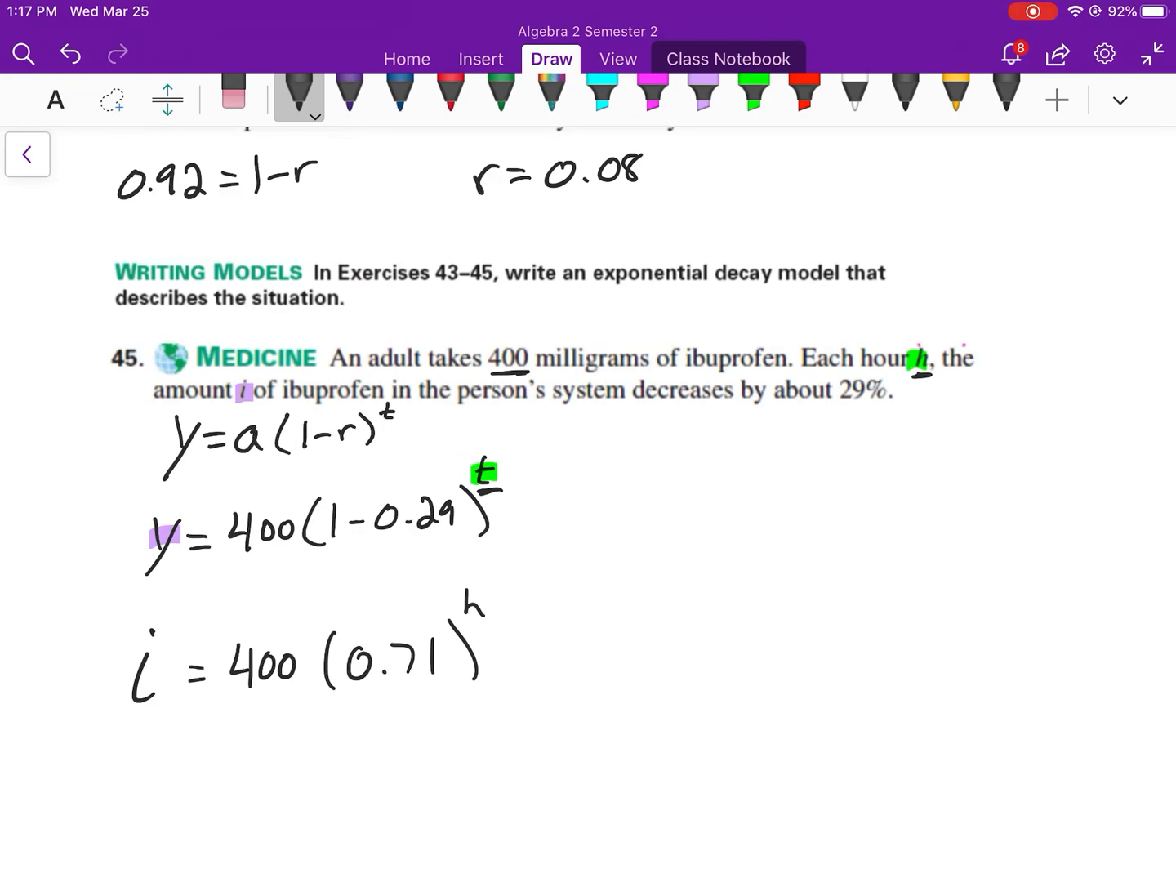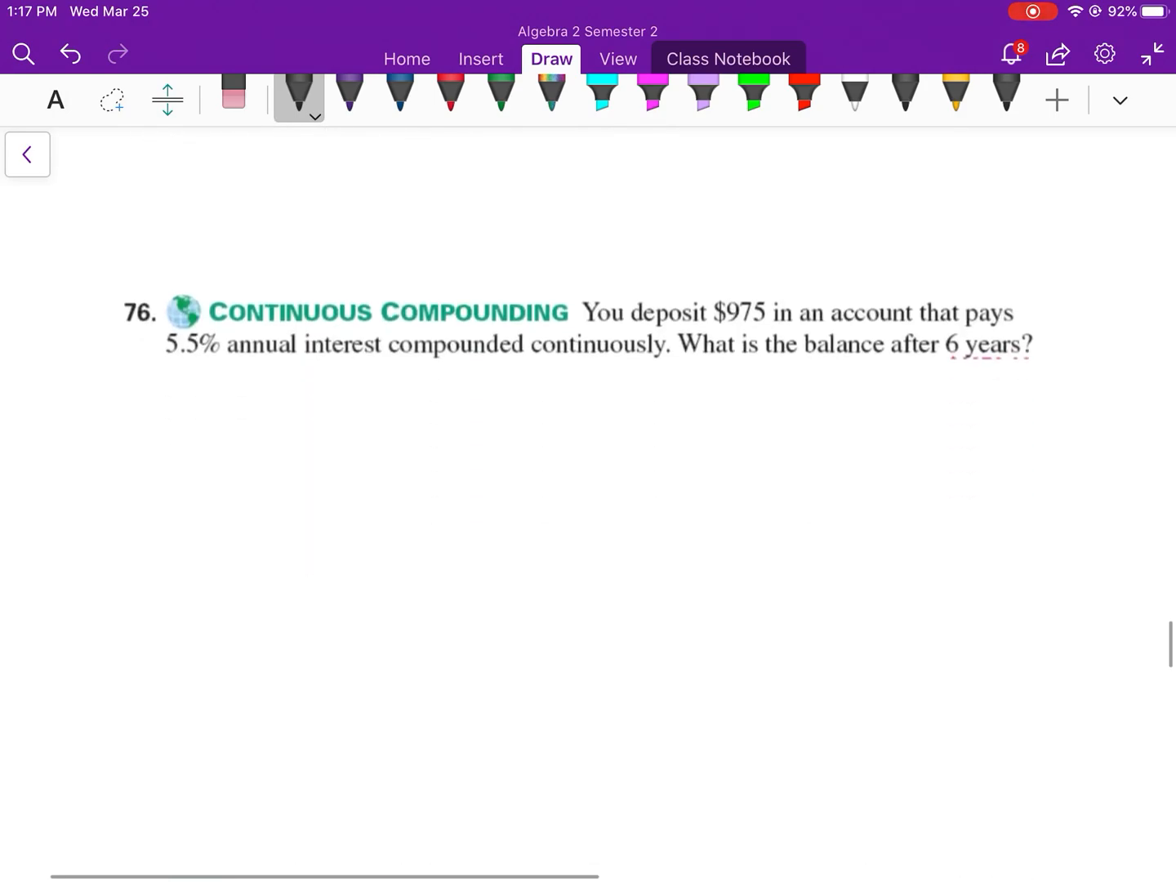And again, I could say how much ibuprofen is in the man's system after 3 hours. Plug 3 into H, and that will give me the amount.